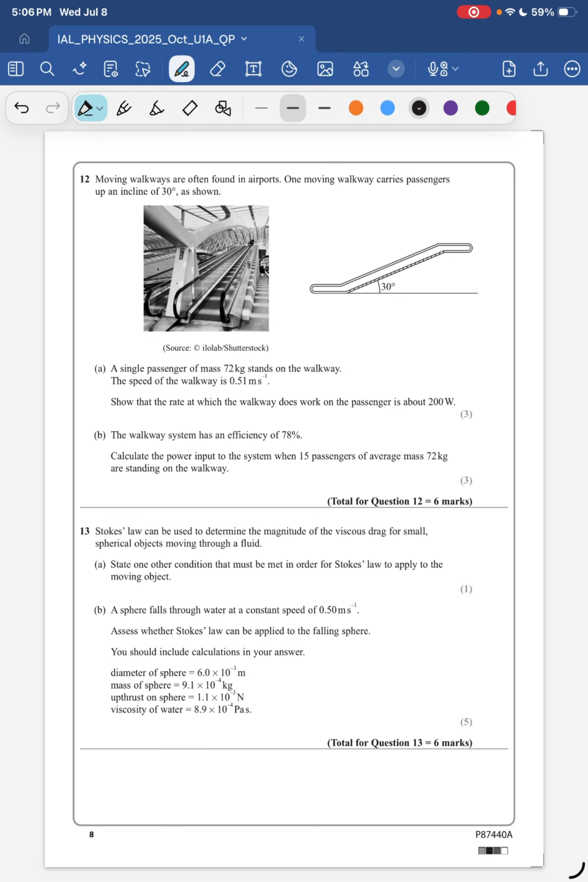Moving walkways are often found in airports. One moving walkway carries passengers up an incline of 30 degrees as shown. A single passenger of mass 72 kilograms stands on the walkway. The speed of the walkway is 0.51 meters per second. Show that the rate at which the walkway does work on the passenger is about 200 watts.